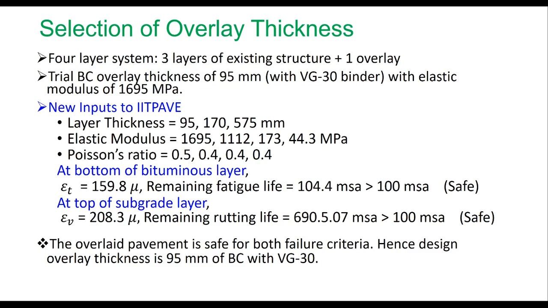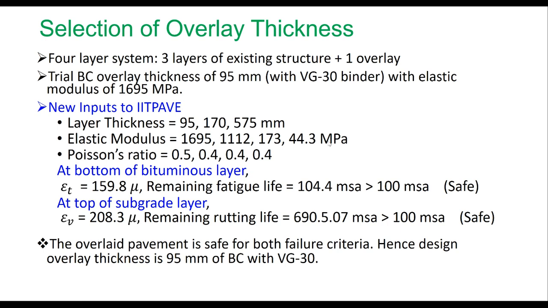Now let us provide the overlay, a bituminous concrete overlay of 95 millimeter with VG30 binder with elastic modulus of 1695 MPa. Now this guidance you can take from IRC 37. So now it is a 4-layer system, 3 layers of existing structure plus 1 layer of overlay. So input parameters to IITPAVE will be thickness 95, 170 and 575. This is the new thickness of BC layer, old thickness of bituminous layer, and granular layer 575 millimeter.